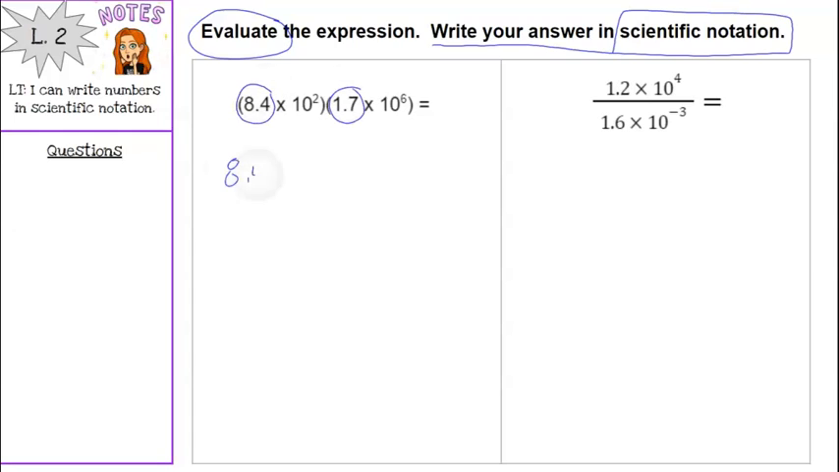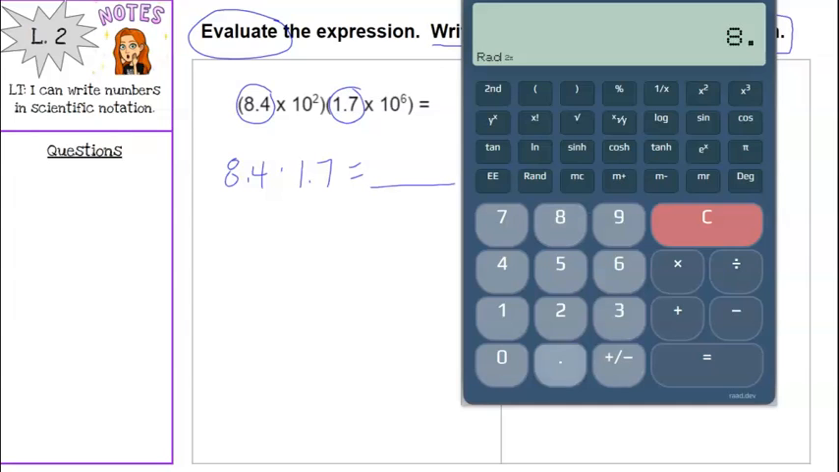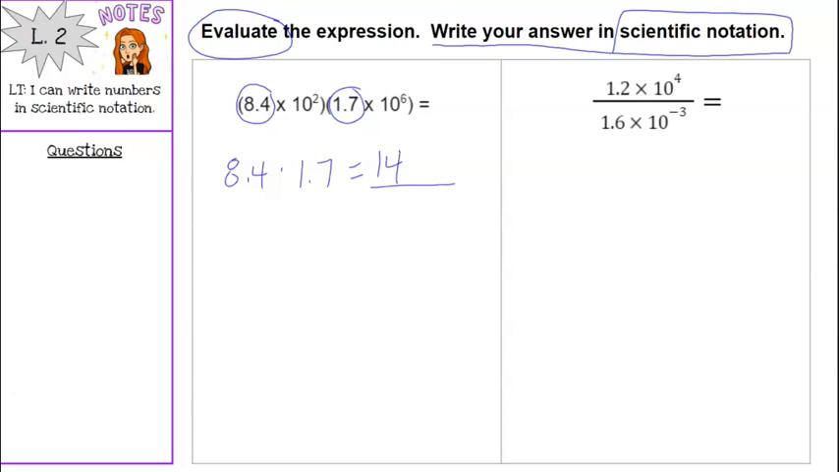So we'll do 8.4 times 1.7. And we can use our calculator to help us with that. 8.4 times 1.7 is 14.28. And then we multiply our powers. 10 to the second power times 10 to the sixth power. And I can add my exponents. So I can do 2 plus 6, which is 8. So that would be 10 to the 8th power.